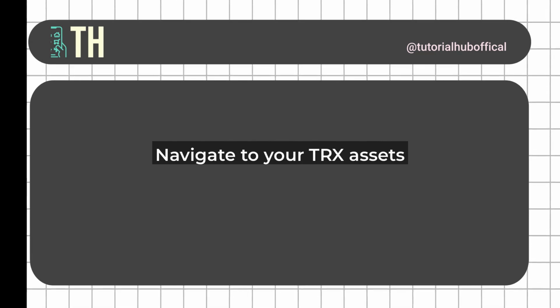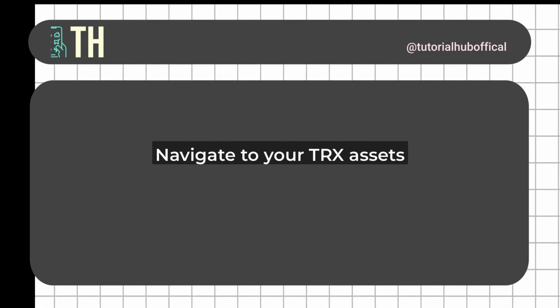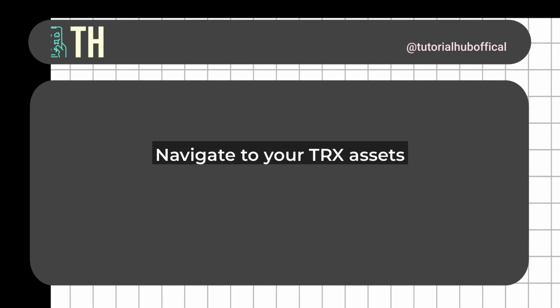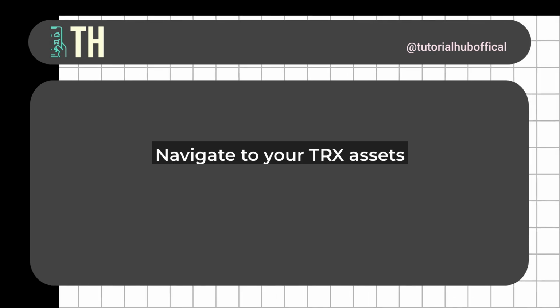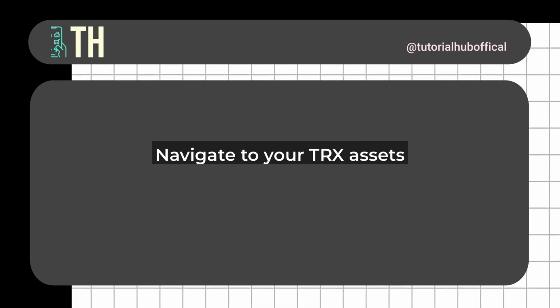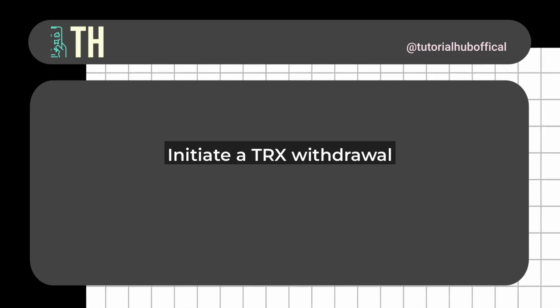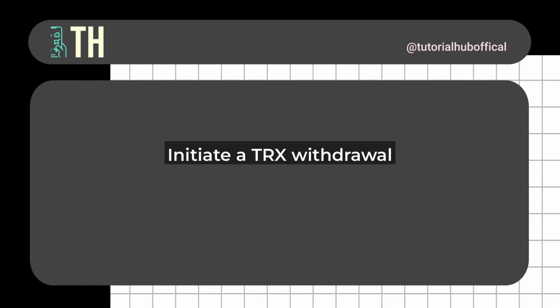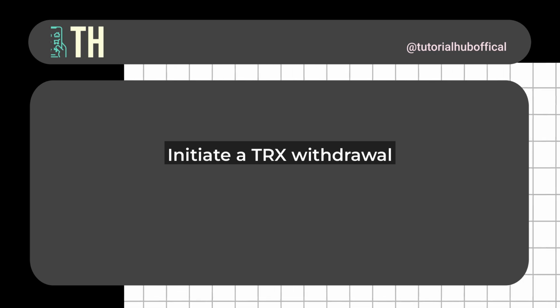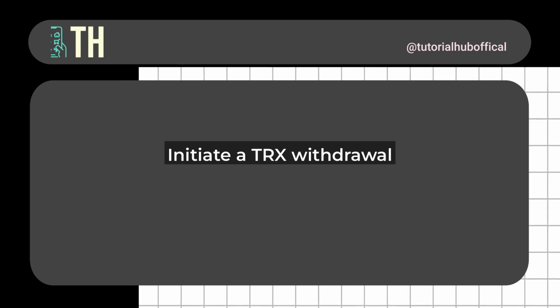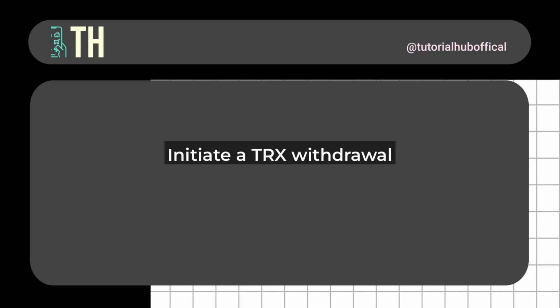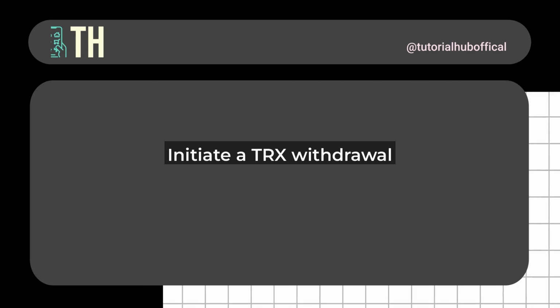Start by logging into your Uphold account. Once you're in, navigate to your wallet section and find your TRX holdings. This is usually under the Assets tab. Select TRX to view your balance. Next, initiate a withdrawal. Click on the withdraw option for TRX. You'll need to specify the amount you want to transfer, but remember to leave a little extra for network fees.